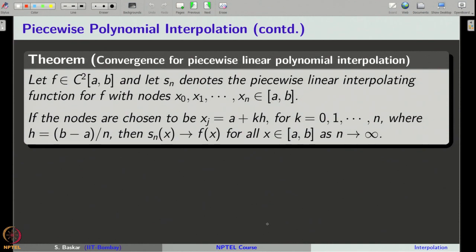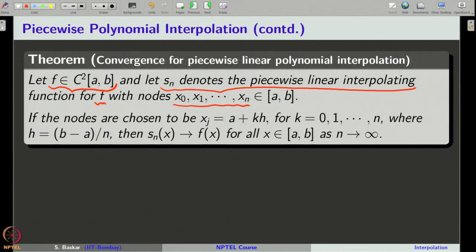Let us try to state the convergence theorem for piecewise linear polynomial interpolation. For this, you need to assume that f is a C2 function on the interval a, b and let Sn denote the piecewise linear interpolating function of f with nodes x0, x1 up to xn. They can be equally spaced nodes, no problem as far as you are working with piecewise polynomial interpolation and the interpolation degree is not too high. You should also take care of that.